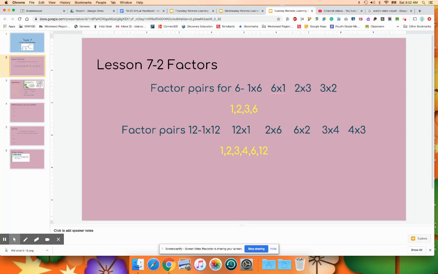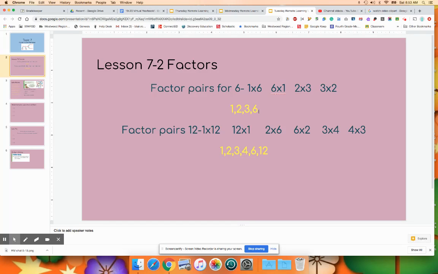So yesterday we started off with the factor pairs for 6, and we said there were 1 times 6, 6 times 1, 2 times 3, and 3 times 2. We're now going to take those digits and we're not going to use any repeater numbers. So you're only going to use 1 once and 6 once and 2 once and 3 once and list them from least to greatest. So 1, comma, 2, comma, 3, comma, 6.